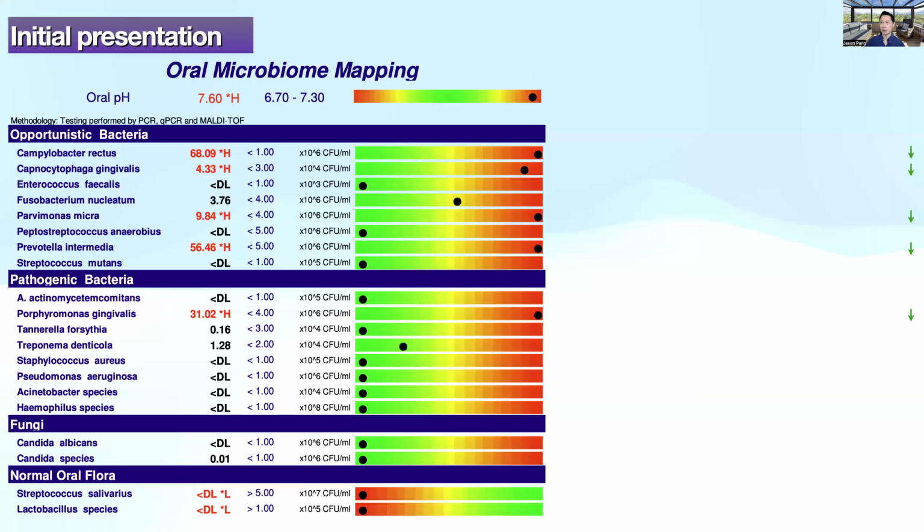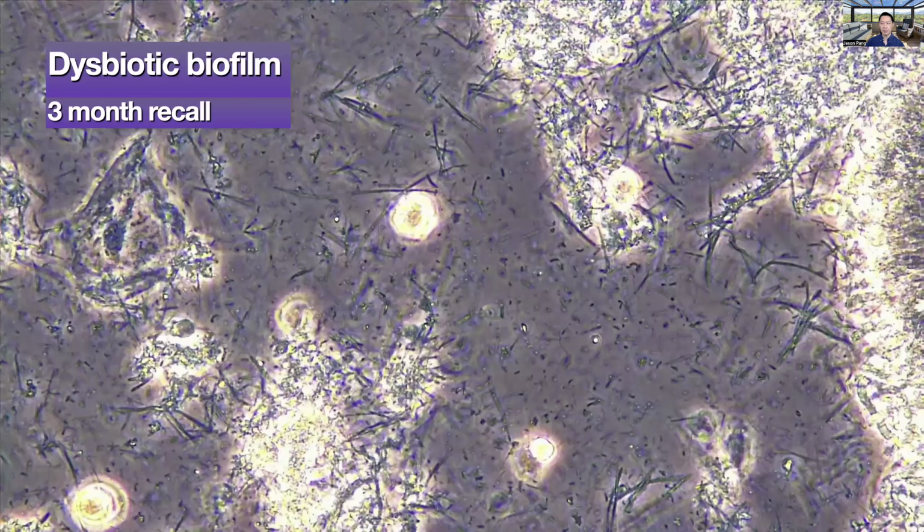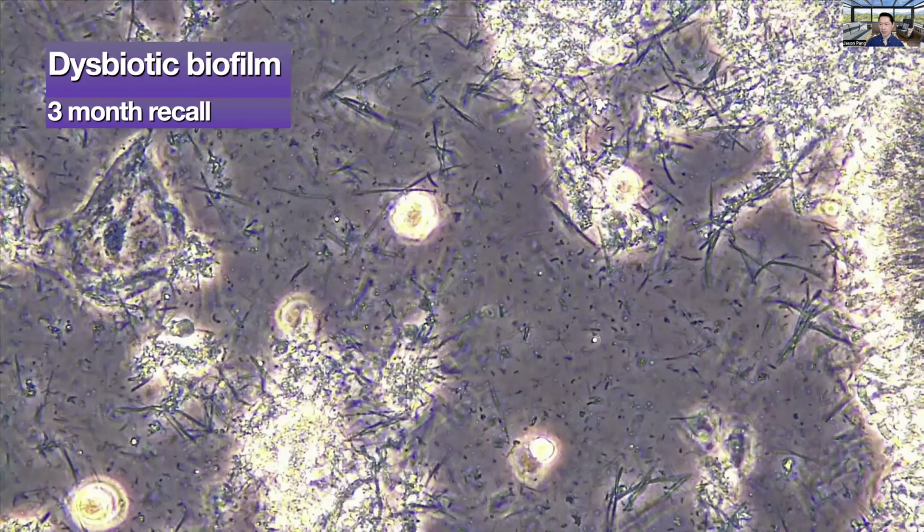So when we look at her improvement after 3 months, we can see that all of her numbers had reduced by about half. So 5 of them improved. But still at this point, very, very busy live bacteria screening.